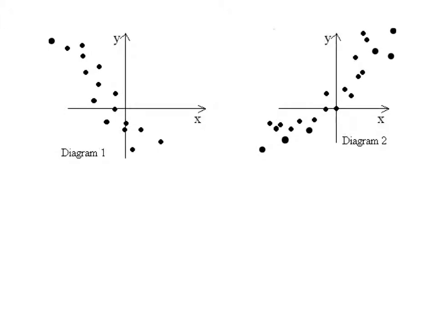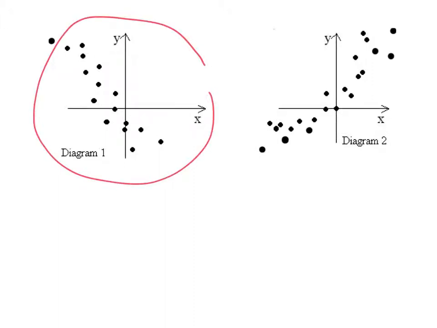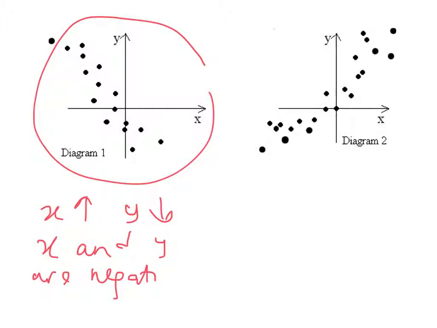Before we go on further, let's look at these two sets of data. If you have a scatter plot that look like this, where as the X increases, Y actually decreases, then we say that X and Y are negatively associated. And we also call this trend negative. The trend here is negative.